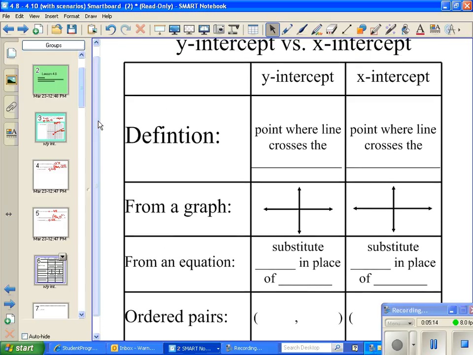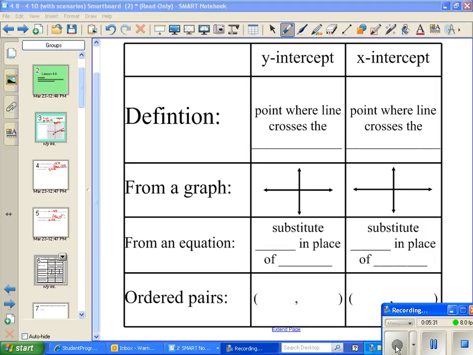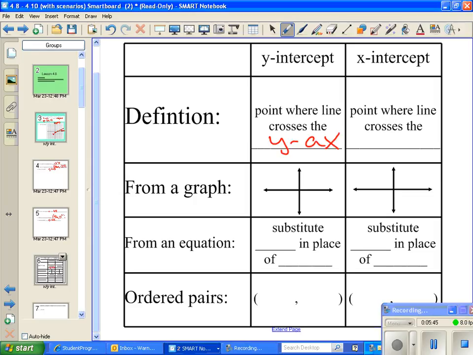Okay. You see a chart there on the difference between y and x intercept. Go ahead right now and fill out as much of that as you can. Okay, going over your answers. Y-intercept. Tara, that is where what? Correct. That's the point where the line crosses the y-axis. Okay, x-intercept what, McLean? Okay, right. It's the point where it crosses the x-axis.